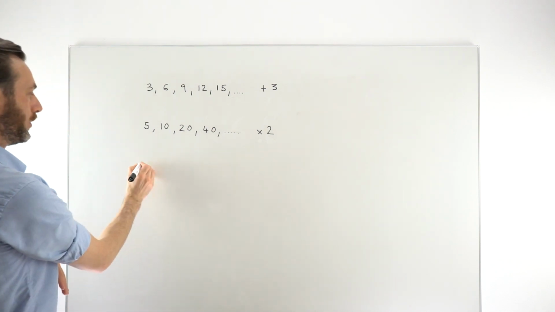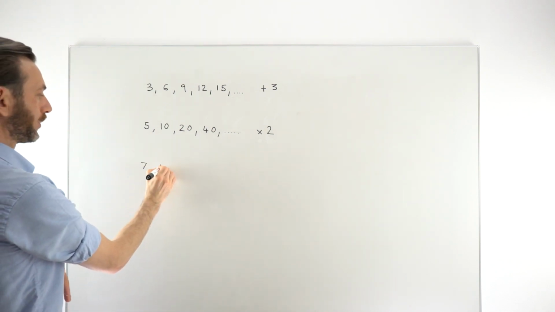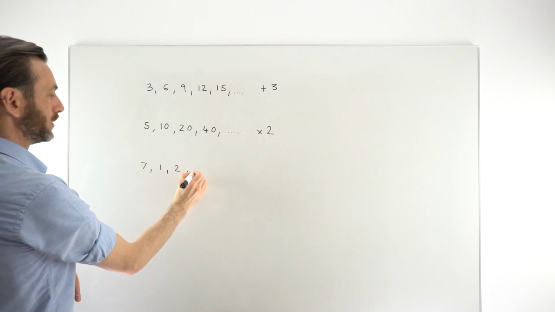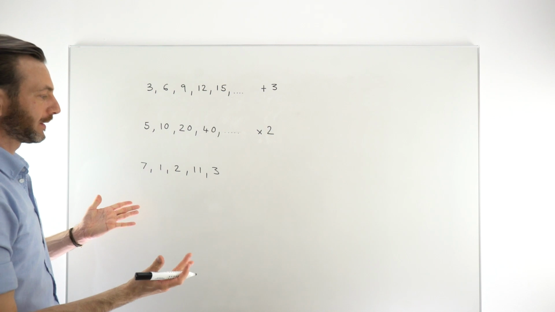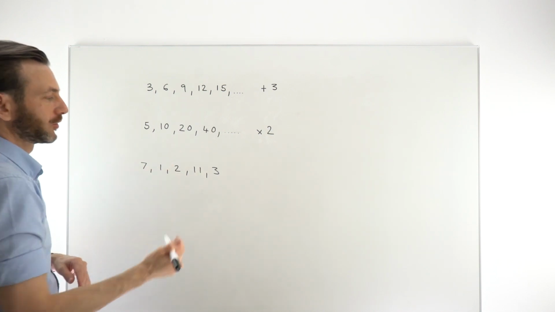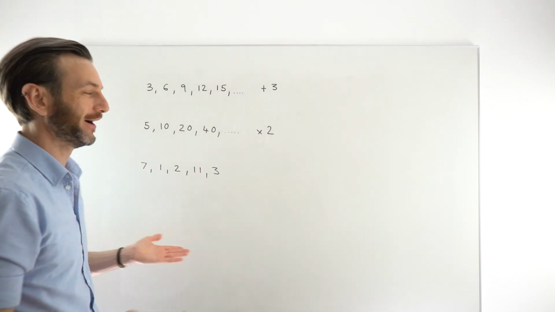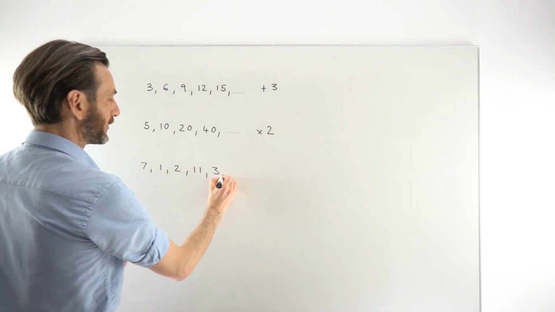Take a third example. If I say the sequence 7, 1, 2, 11, 3, what do we think about that one? How are we generating those terms? Well, I've got no idea because I just made that up. So that's not a sequence.